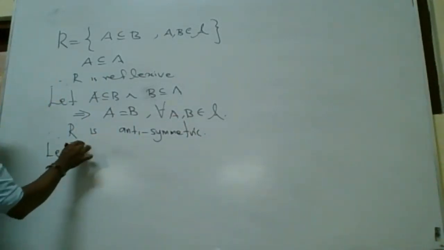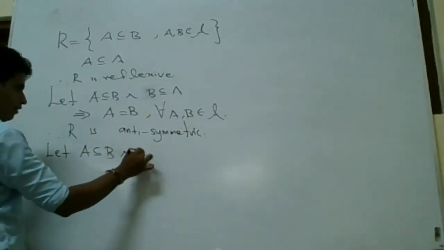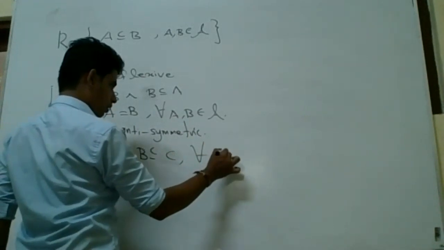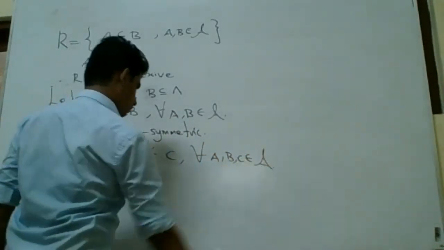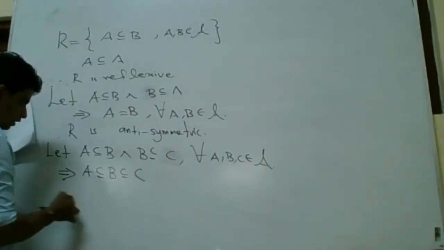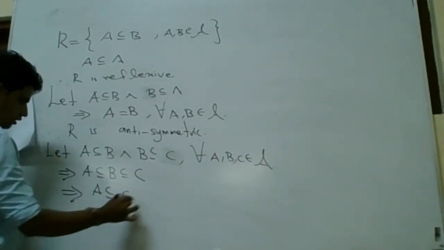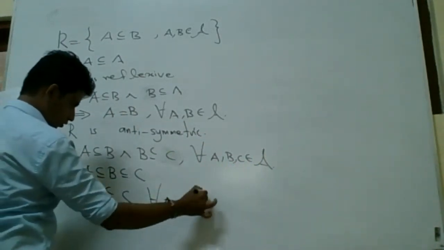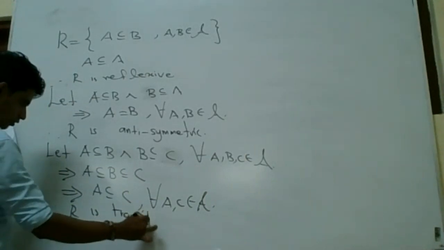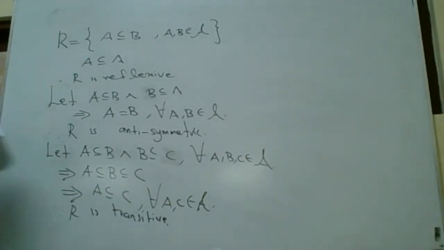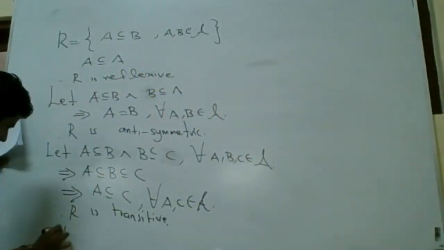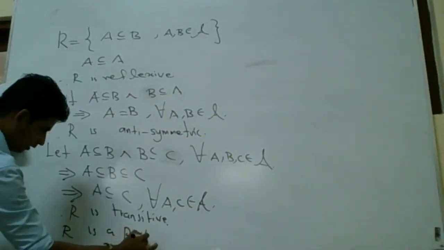Let A subset of B and B subset of C for all A, B, C belong to this A. Therefore, this implies A subset of B subset of C. This implies A subset of C for all A, C belong to this A. Therefore, R is transitive. Therefore, R is a partial order set.